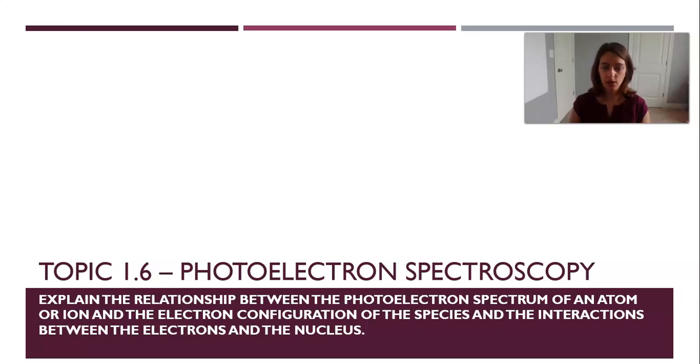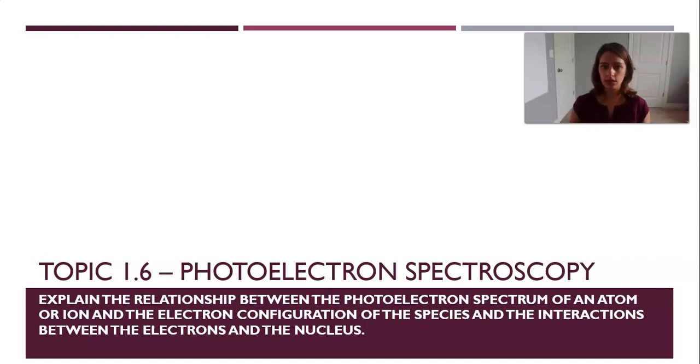Okay, this video is going over topic 1.6, photoelectron spectroscopy, which the point of this topic is to explain the relationship between the photoelectron spectrum of an atom or ion and the electron configuration of the species and the interactions between the electrons and the nucleus. There's a lot going on, but basically we're going to look at a spectrum and analyze it to determine the electron configuration. And then we can use that to draw some conclusions about the behavior of the atom.